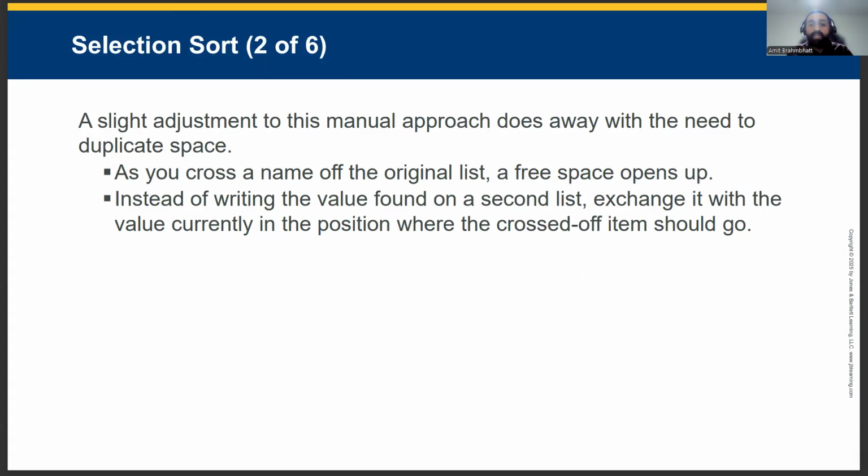The slide highlights that crossing off an item naturally creates a free space, which can be filled by swapping values rather than rewriting them. This in-place approach is how selection sort is typically implemented in code. It demonstrates how conceptual algorithms evolve into practical, memory-efficient forms used in programming.